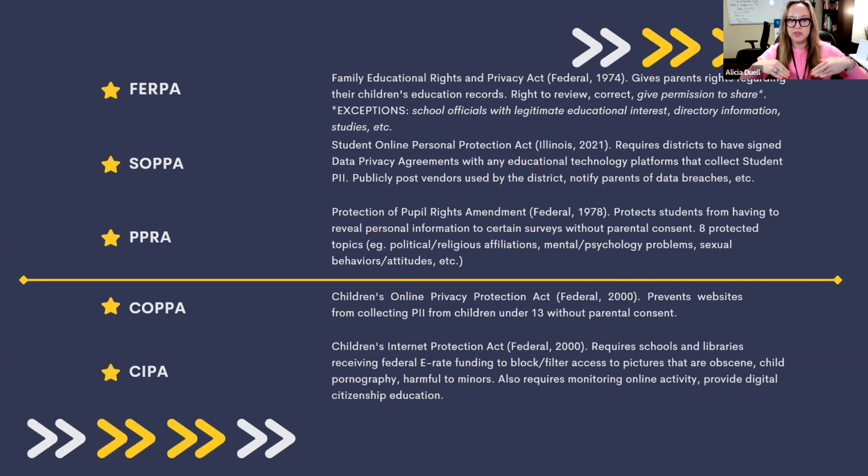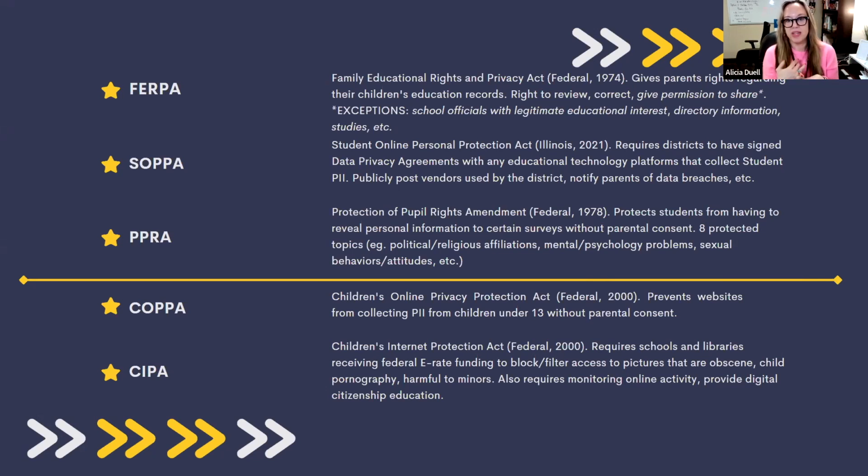The bottom two, COPPA, this is just for websites and vendors. That's on them. They have to make sure they're not collecting PII without parent permission. That's on vendors. SEPA, this is just saying in order to get government E-rate money, we have to filter, we have to do some monitoring, and we have to provide digital citizenship education. That's your tech department. But we as teachers, we need to be aware of FERPA, SOPA, PPRA.